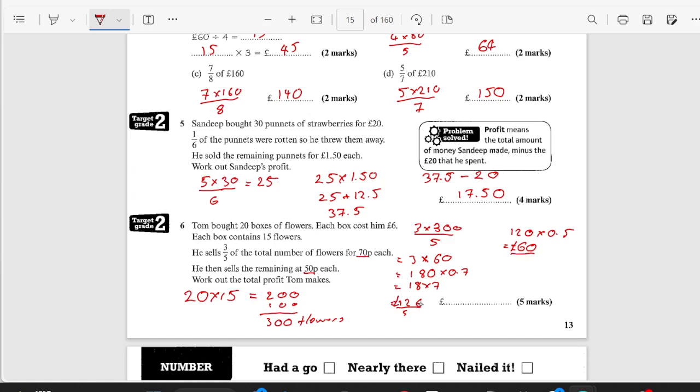So the total amount of money made is going to be £186. And from that we need to subtract the amount of money that he spent, which was 20 times 6. So that's going to be 120. So that means that we've got £66 profit. Okay, there we go. So that is that page.